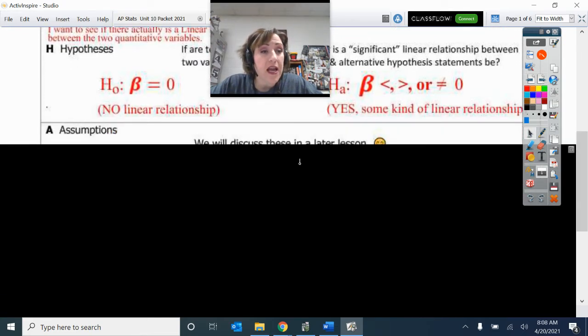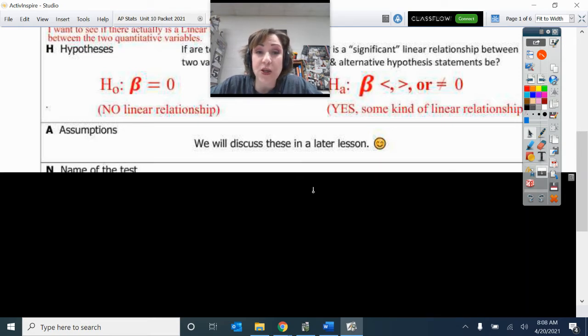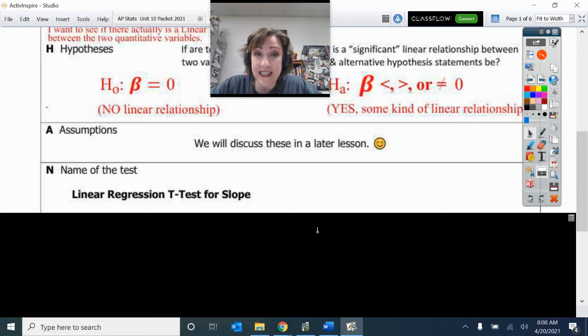All right, now our assumptions in a hypothesis test are a little bit more involved than just random, independent, large enough. So we're going to have to get to that later. In fact, that's a separate lesson in itself. It's on day 4. Okay, so we'll come to that in a few days. And so we will name this the linear regression t-test for slope.